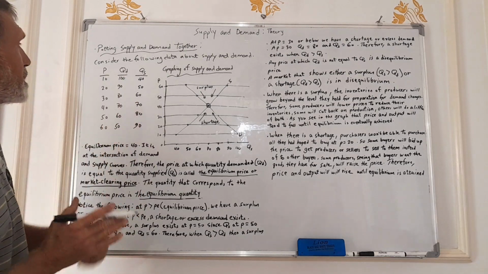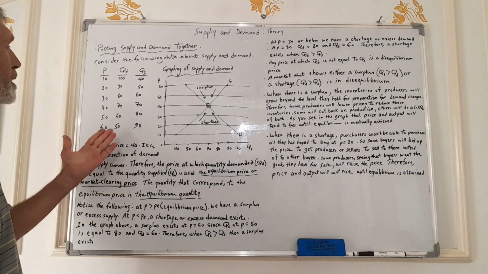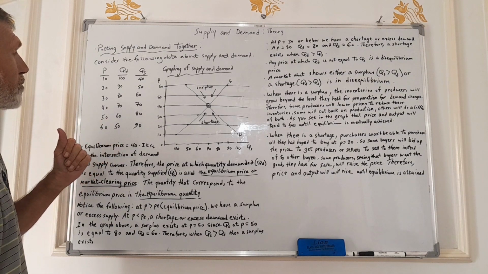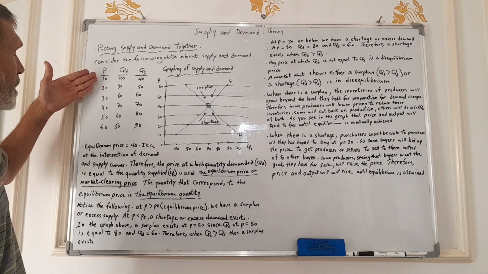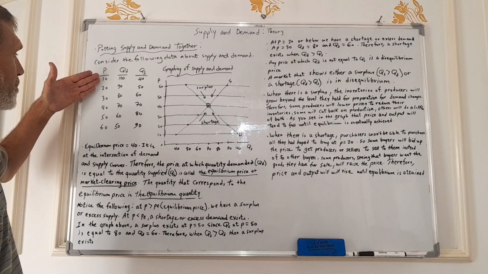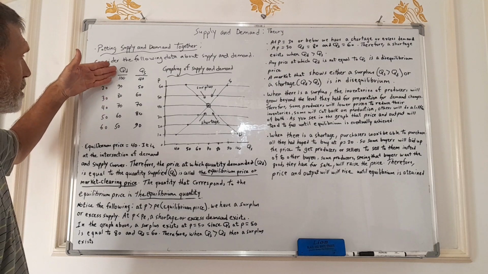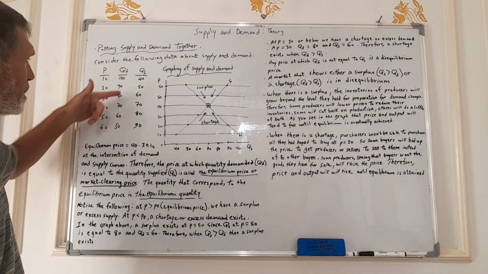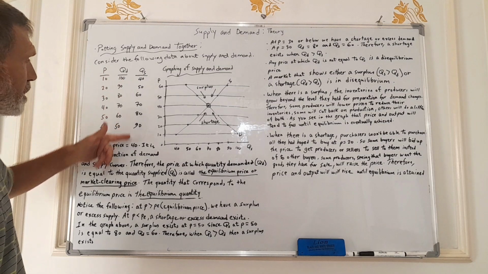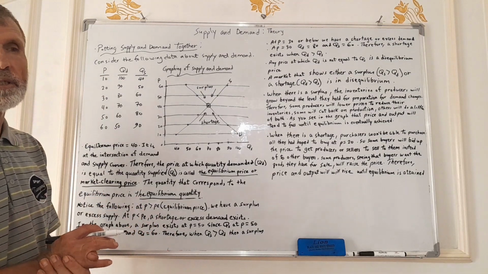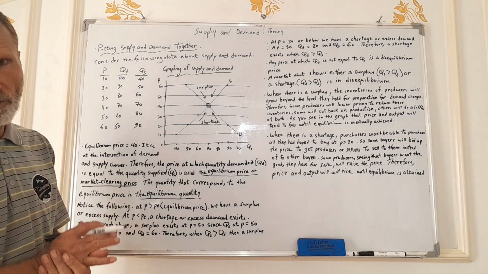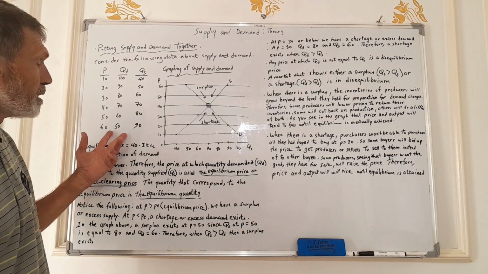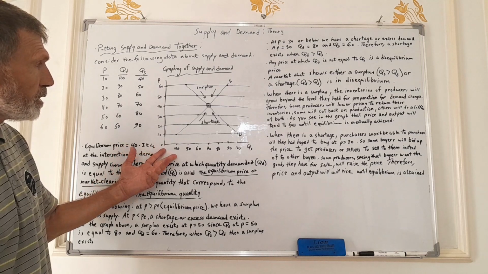So as you can see here, we have a demand and supply schedule. Of course, the price increases from 10 all the way to 60. As the price increases, the quantity demanded decreases. And as the price increases, the quantity supplied increases, as we learned when we studied the law of demand and the law of supply. Now, these demand and supply schedules are drawn here.